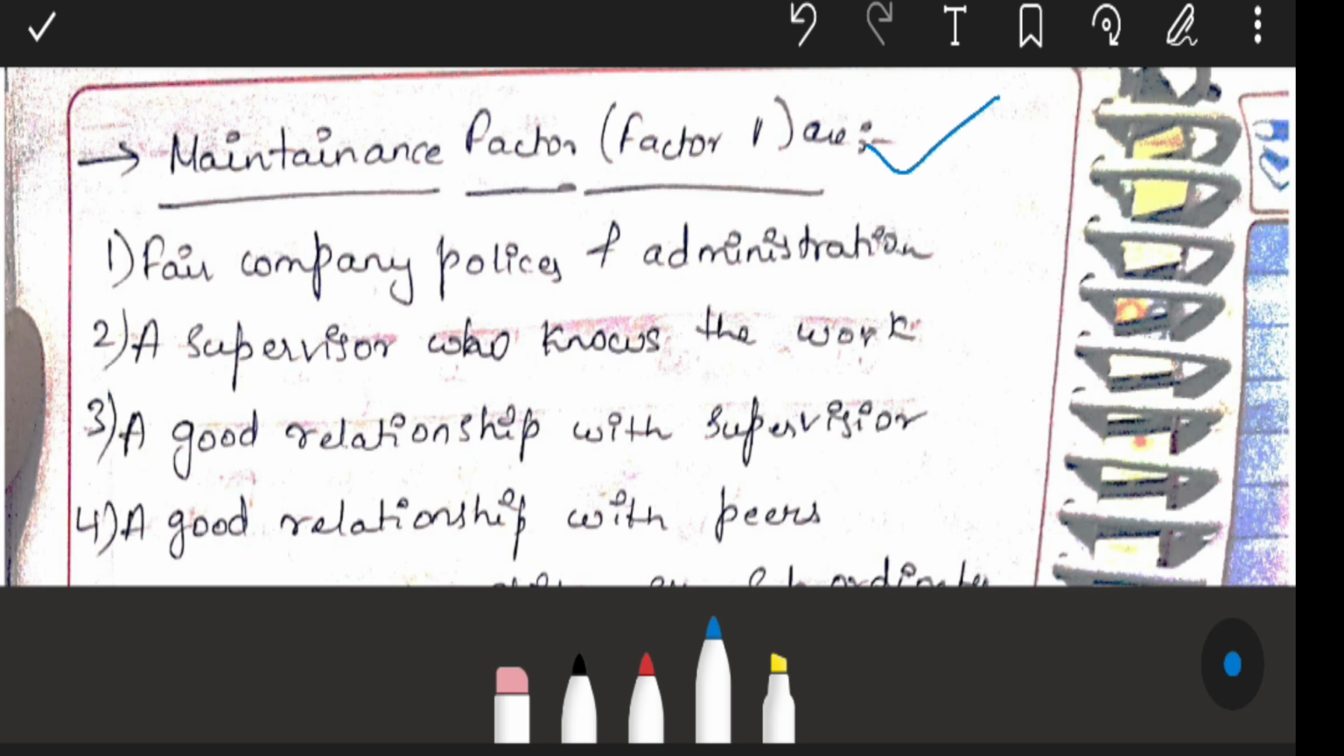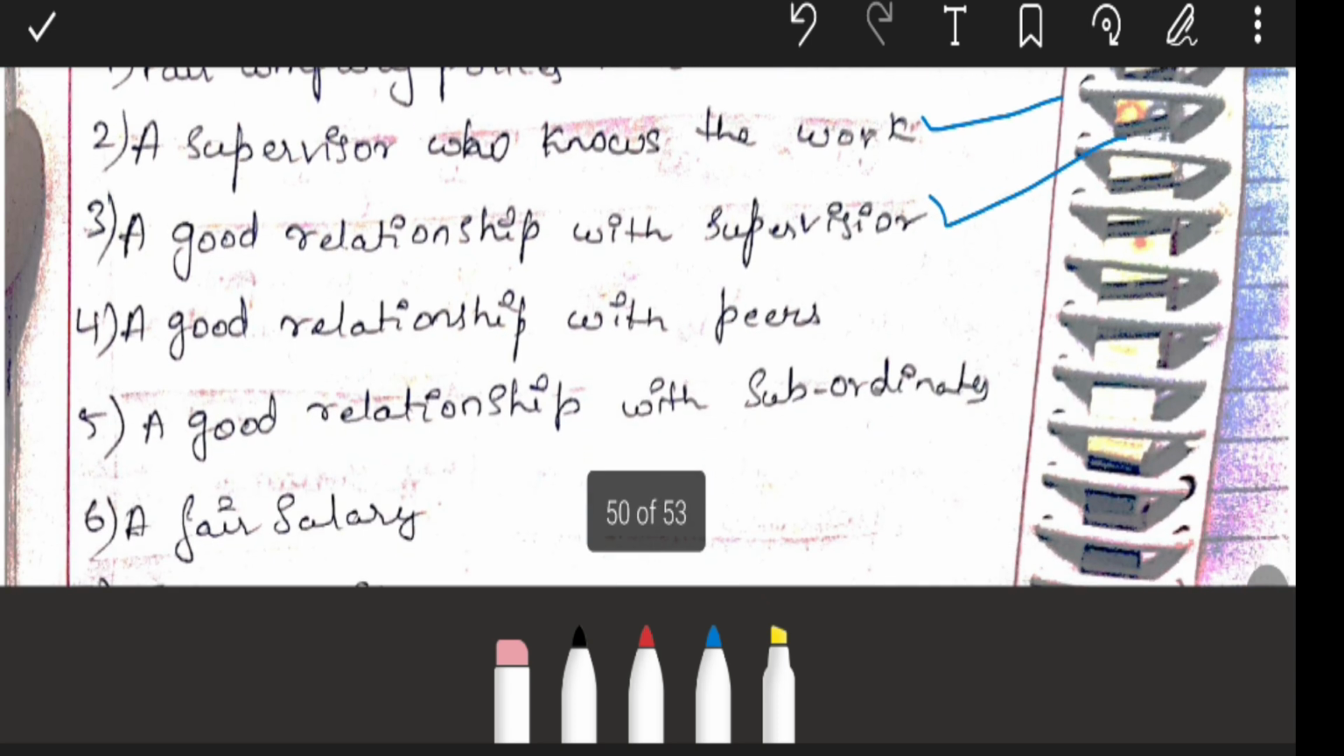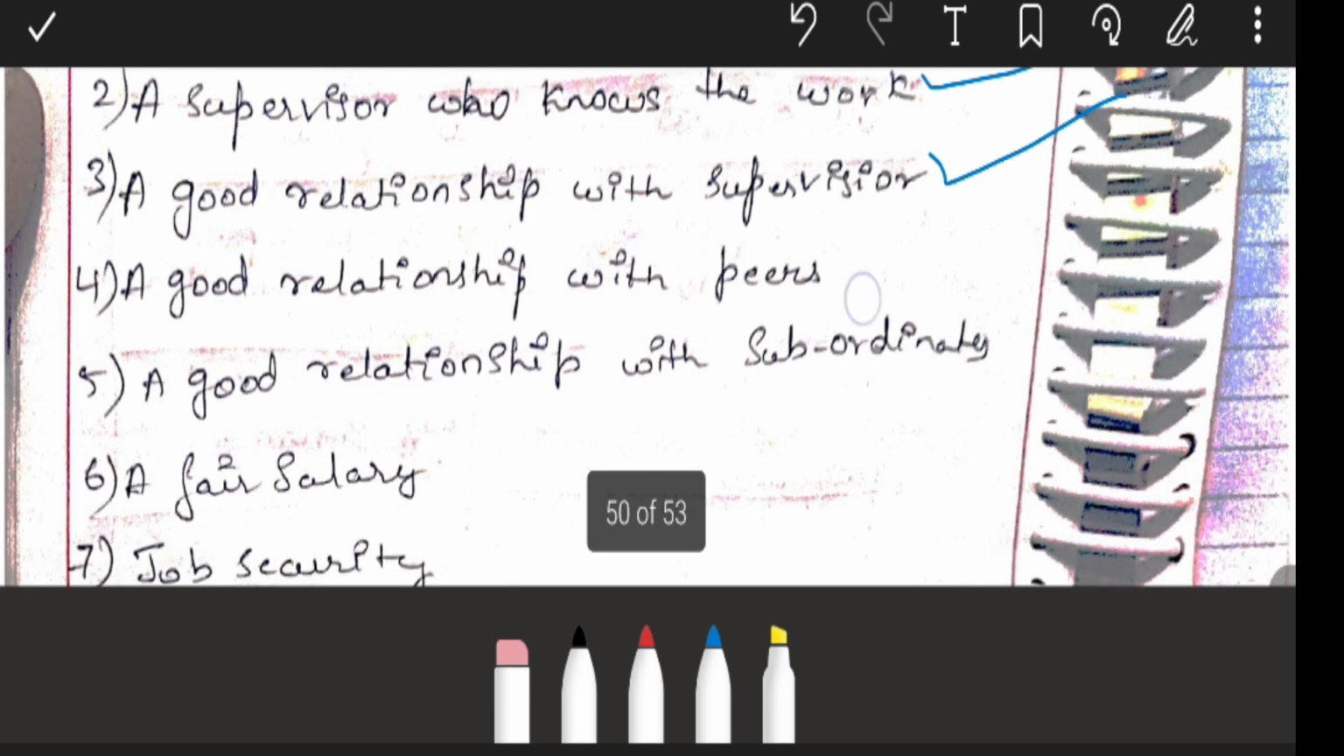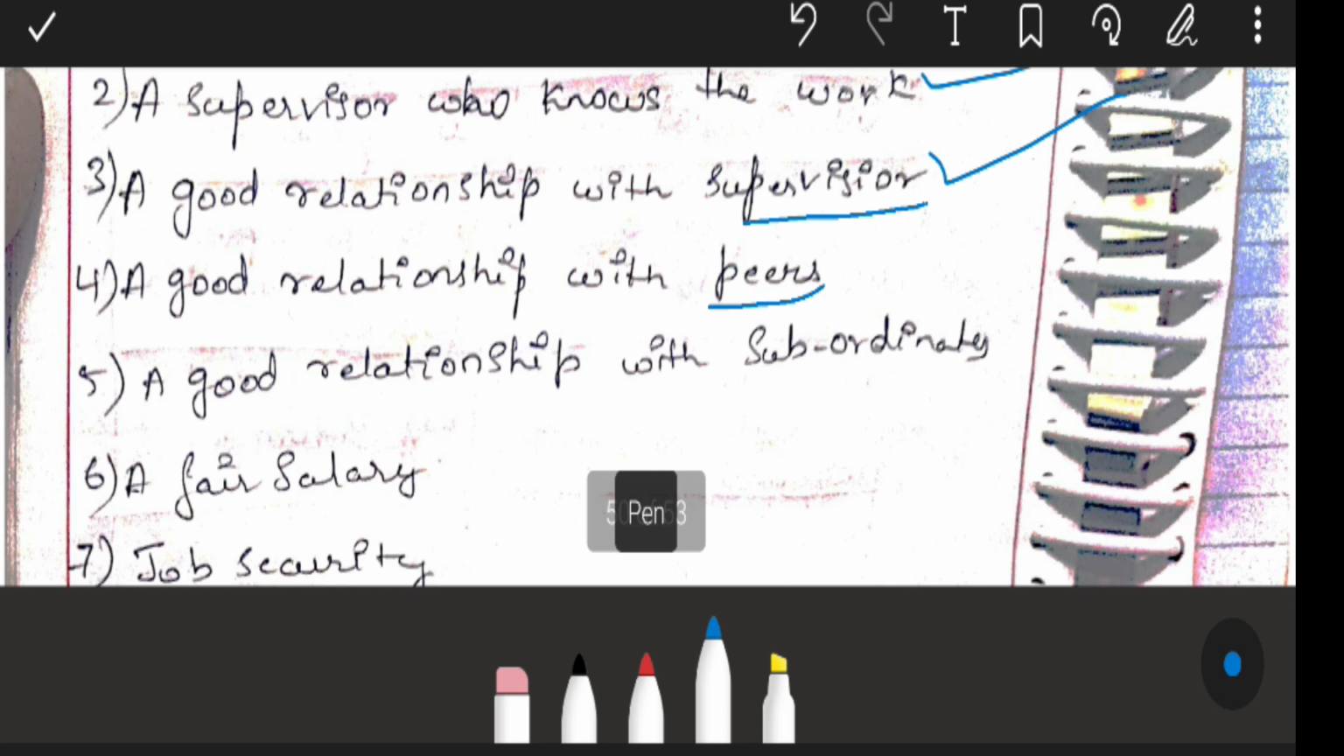Fair company policies and administration, like the work must be proper, with good communication between top-level management and bottom-level management. The supervisor should know the work; the manager should know the work before telling the employees. A good relationship with the supervisor, with good communication skills to establish it. A good relationship with peers, subordinates and colleagues. Peers are the persons below supervisors.